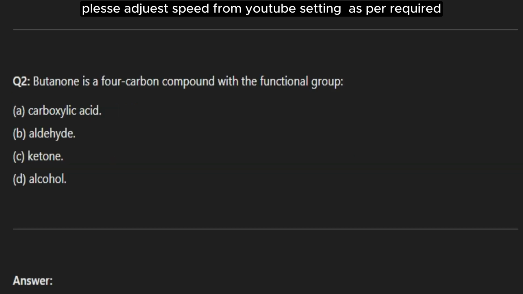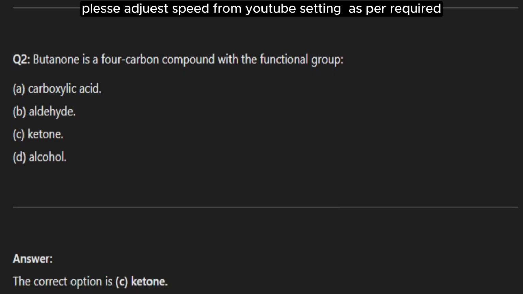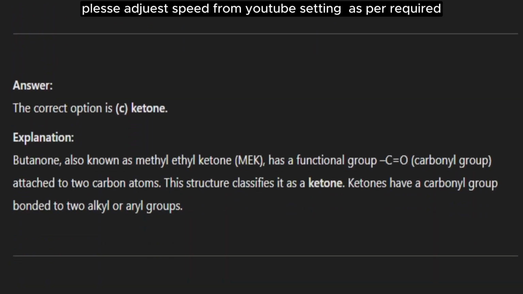Q2, butanone is a 4-carbon compound with the functional group A. Carboxylic acid, B. Aldehyde, C. Ketone, D. Alcohol. Answer: the correct option is C. Ketone. Explanation: butanone, also known as methyl ethyl ketone, MEK, has a functional group C=O, a carbonyl group attached to 2 carbon atoms. This structure classifies it as a ketone. Ketones have a carbonyl group bonded to 2 alkyl or aryl groups.